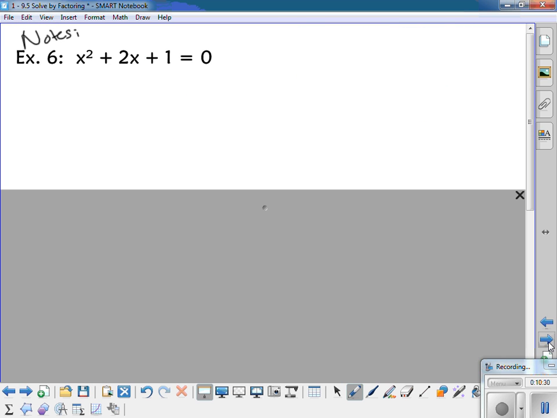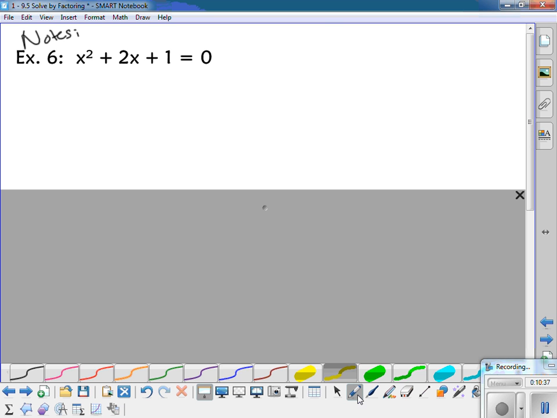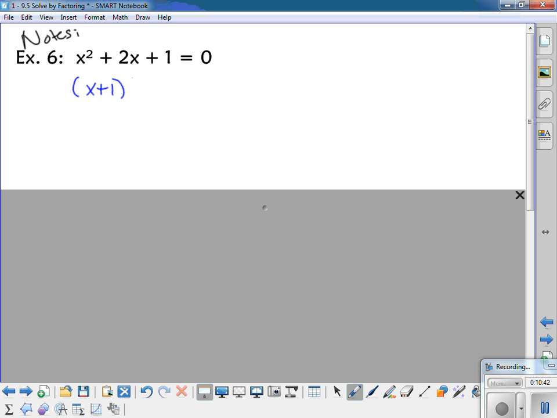All right. For our notes, x squared plus 2x plus 1 equals 0. So I'm going to factor this one. And I end up getting x plus 1 times x plus 1, which means it's x plus 1 squared, right? So now I only have one factor, really, to set equal to 0. X plus 1 has to equal 0, which means x equals -1.